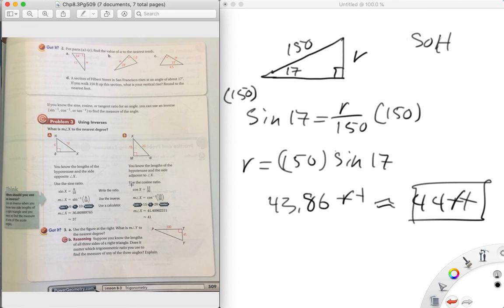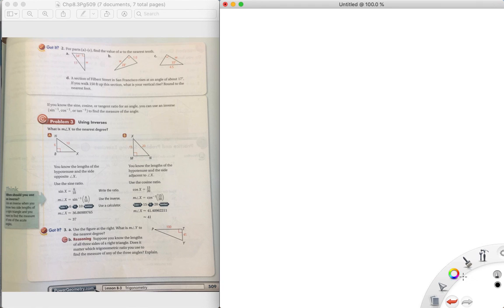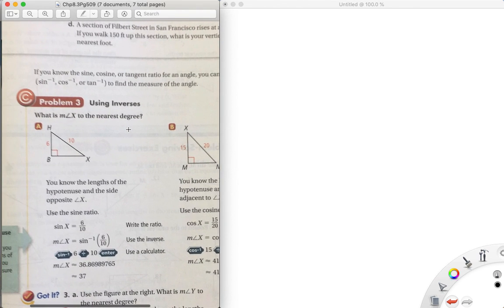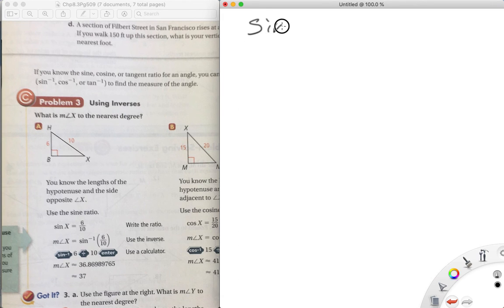Alright, so this is the part where I need you to make sure that you have your calculator set to degrees, and I'll explain how to do that later for those who don't know how. Alright, so sine of x is one thing. We did the opposite over hypotenuse.